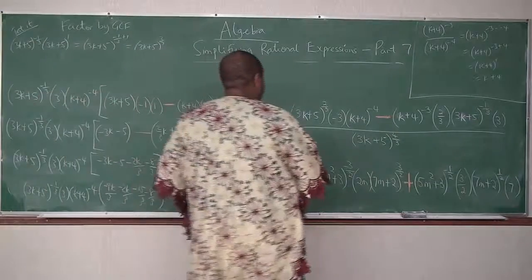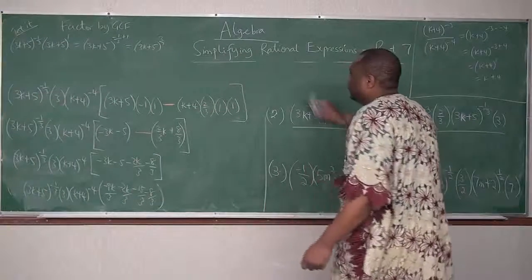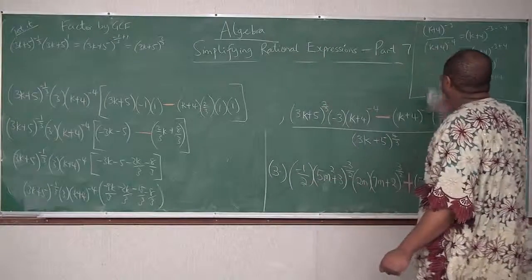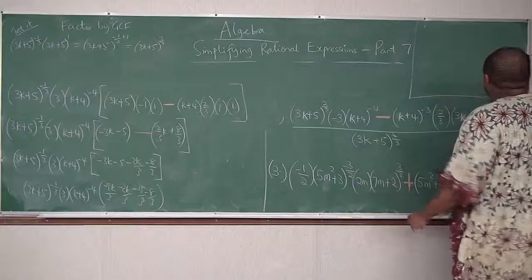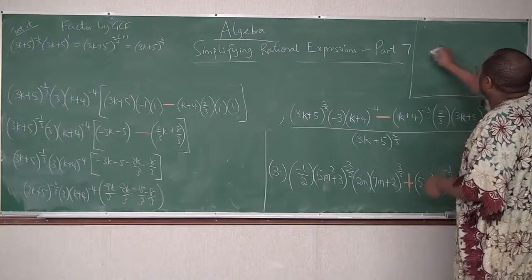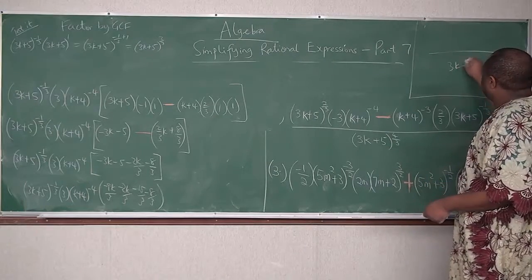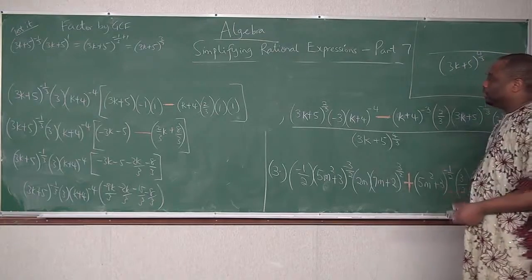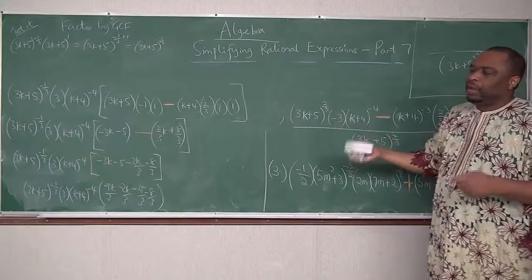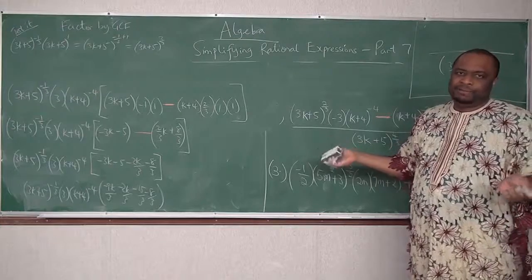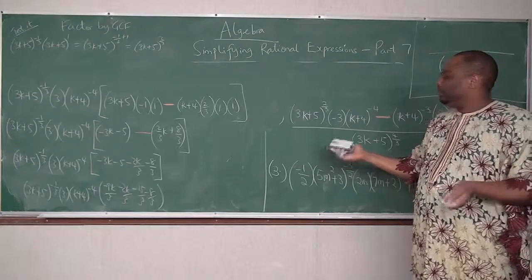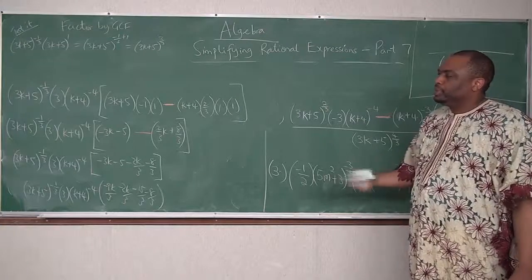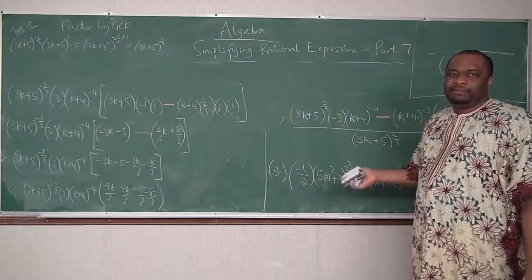Okay, so we see that this is our denominator. So let me write out the denominator here. All over 3k plus 5 exponent 4 over 3. Okay, so we have to put our answers in only positive exponent. Okay, we shall do that here, in this question and then this question. We put our answers as just positive exponents.